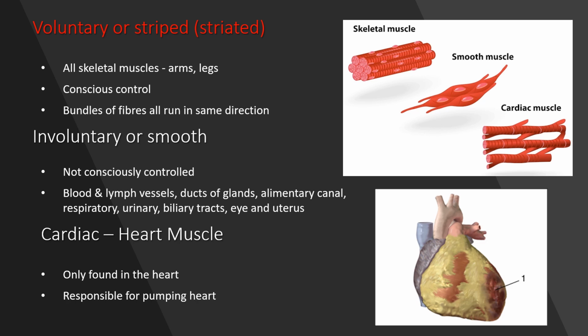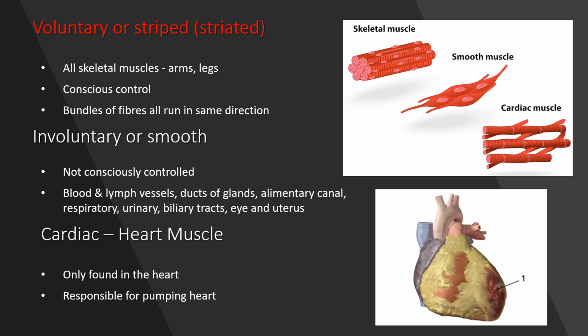So we do voluntarily decide to move our bodies, whether it's by an automatic stimulus sent to the brain and then a response, or whether we consciously decide to scratch our nose and send a message to the brain because we can feel an itch. And these are bundles of fibres that run all in the same direction that cause these stripes or striated muscle. And this, again, highlighted in red, shows that this is a common ITEC question.